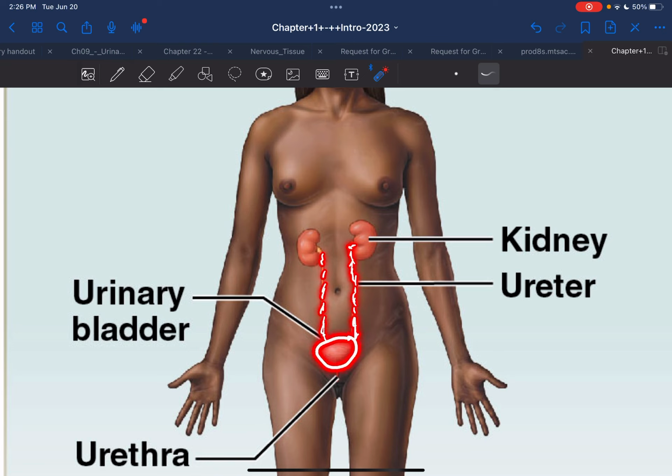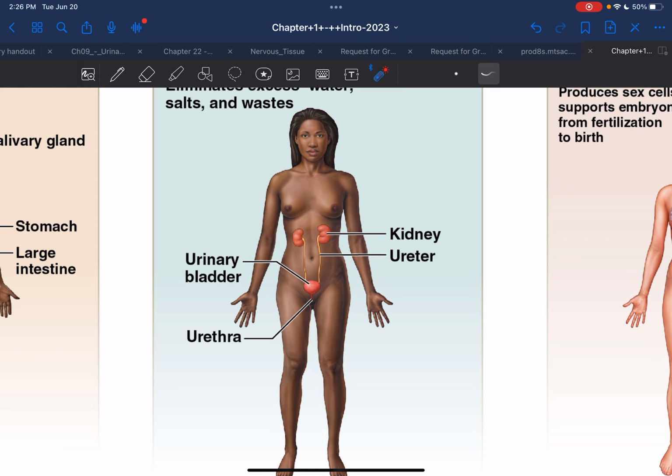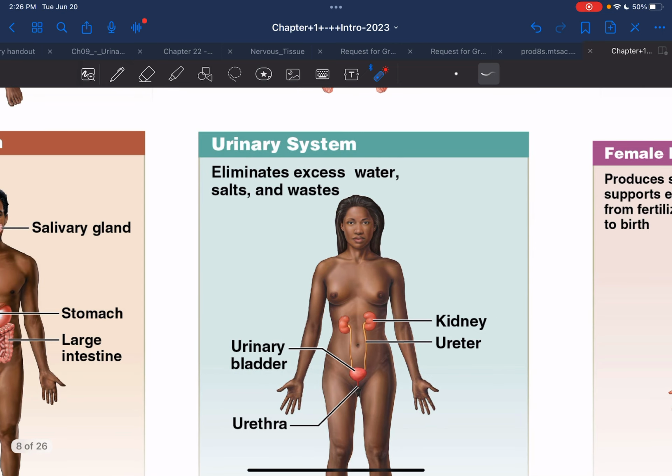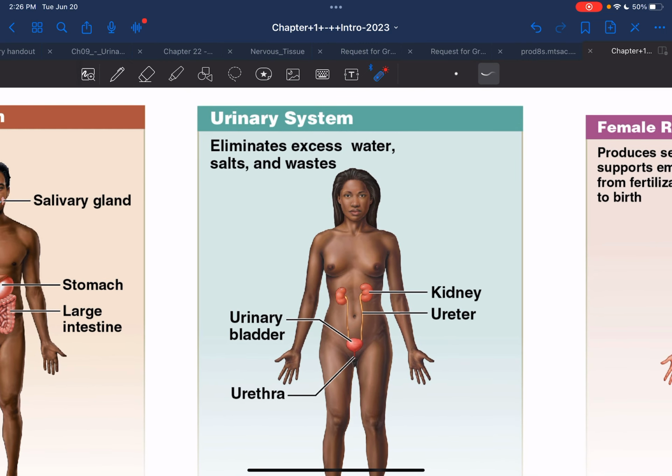It's going to enter the urinary bladder, and you store up to 1 liter of urine, and then finally you expel urine when you're ready to remove it through the urethra. The urethra is going to be the passageway for urine to exit. And again, it's going to remove wastes. It's going to remove excessive water. That's why, if you notice, when you consume excessive water, your urine changes in color.